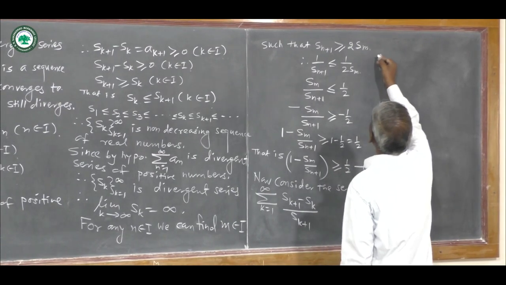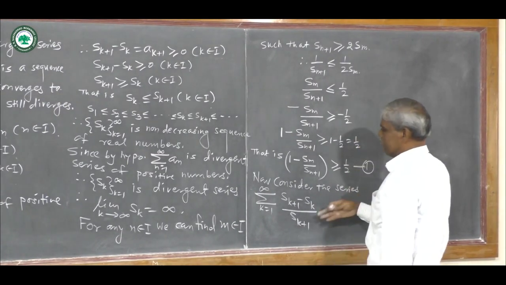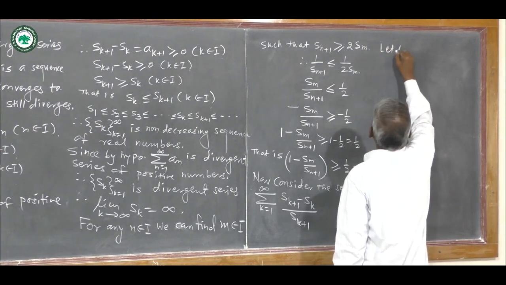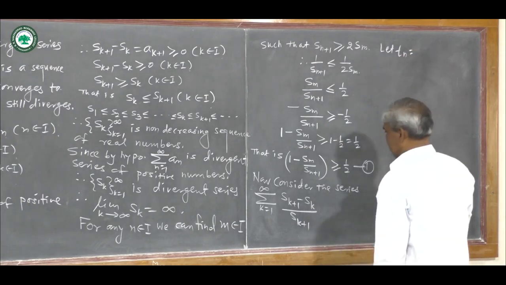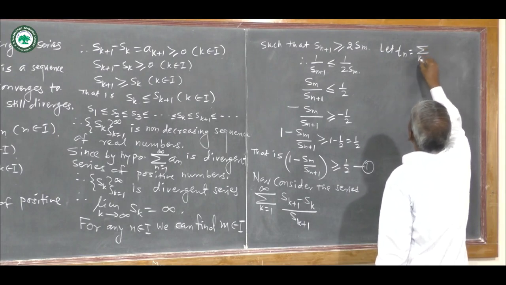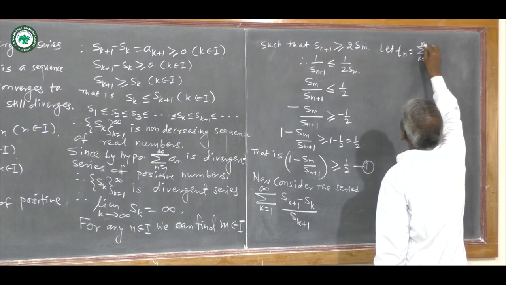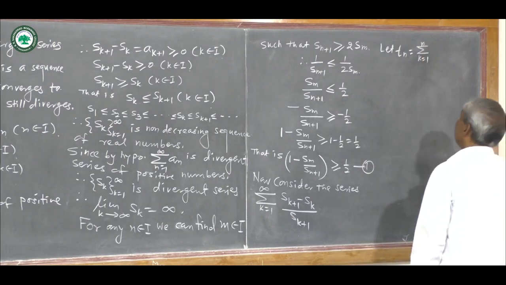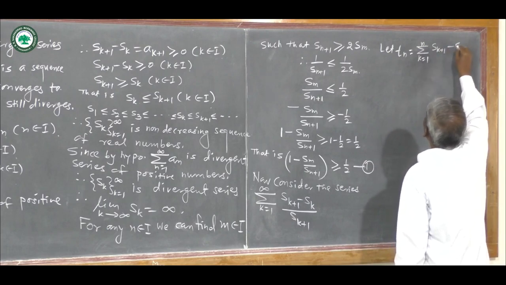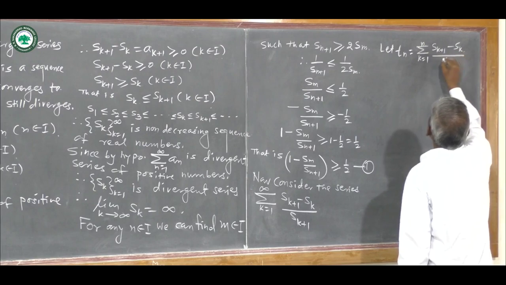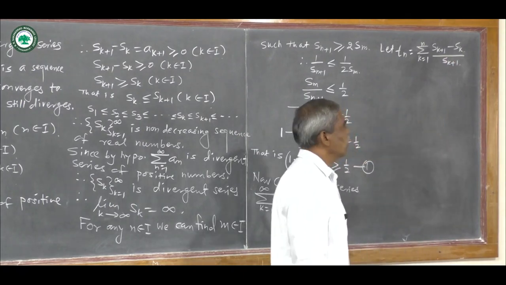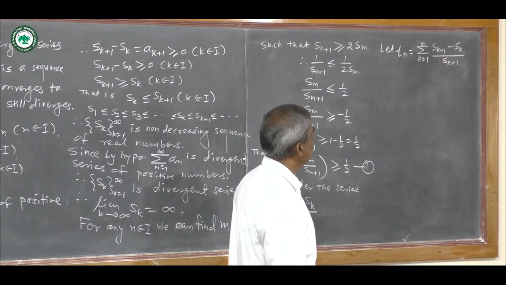Let T_n be the nth partial sum of this series. Let T_n be equal to summation k equal to 1 to n, the sum of the first n terms of the series, of (S_(k+1) minus S_k) upon S_(k+1).